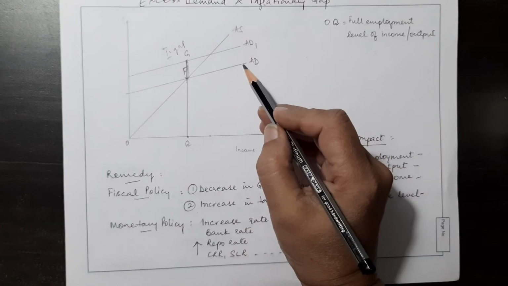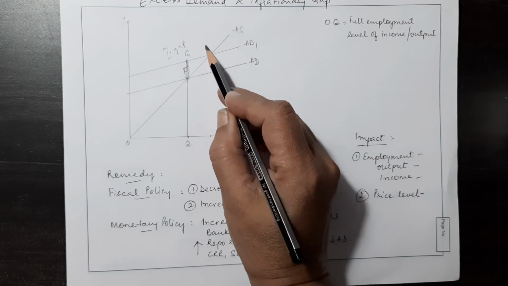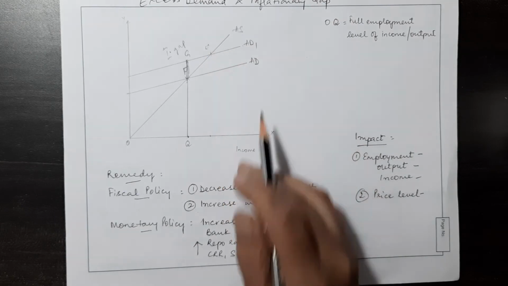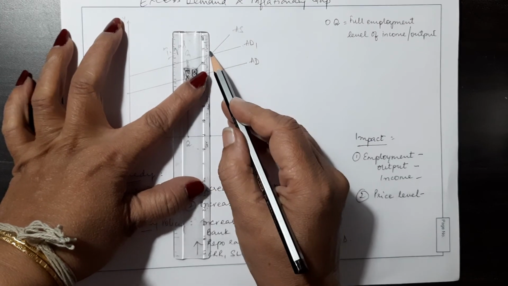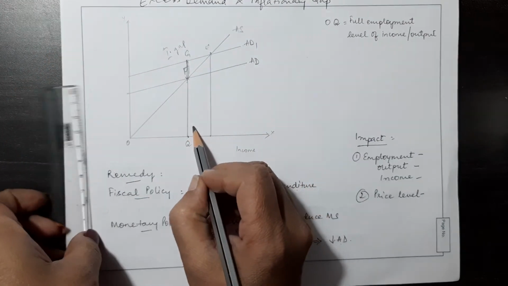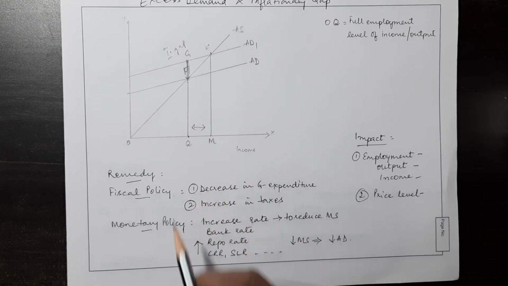What happens when this aggregate demand moves up? A new equilibrium is established over here. So at that point where we have this new equilibrium, here we find that there will be a change in the income.